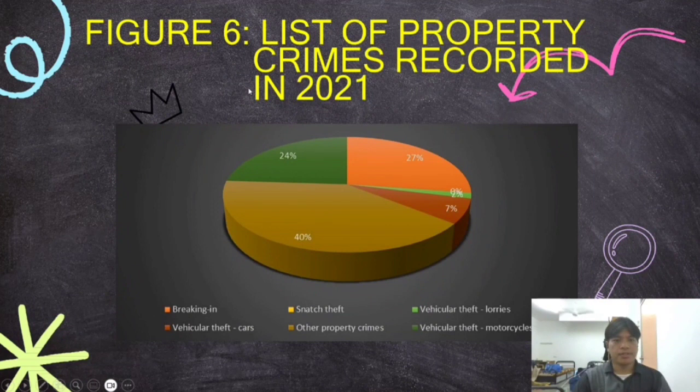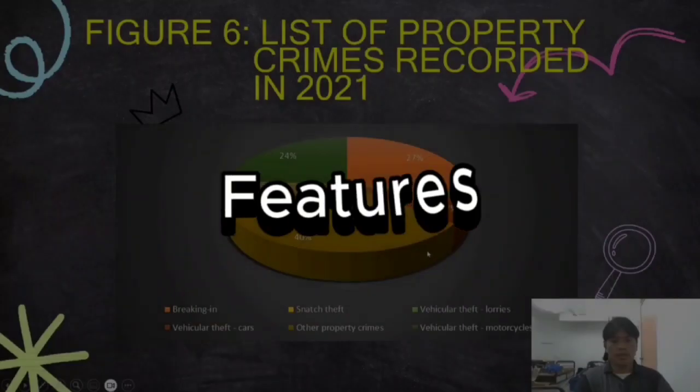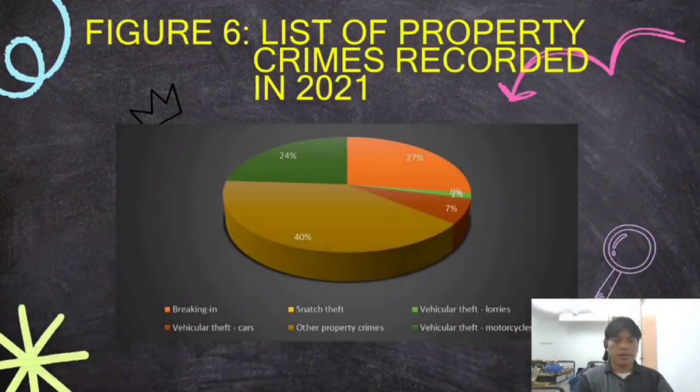In figure 6, it shows the list of property crimes recorded in 2021. The survey aims to investigate the percentage of breaking in, snatch theft, vehicular theft by lorries, vehicular theft for cars, other property crimes, and also vehicular theft for motorcycles. That is listed in property crimes. Let's jump to the features. For the pie chart, there are two features.